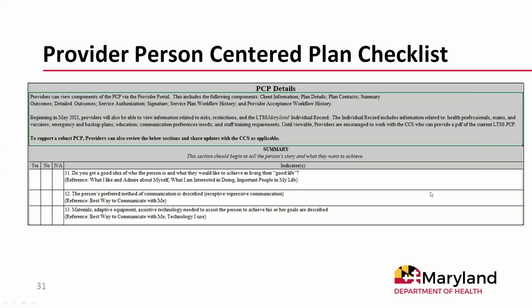Again, to support that robust PCP, you can review the different sections noted in the checklist and share the updates with the CCS as applicable. Some of the questions you see are, do you get a good idea of the person and what they want to achieve with their life, preferred communication methods, materials and adaptive equipment, assistive technology that may be needed. And again, the goal here is to not wordsmith the information, but to work together with the CCS to support an accurate, up-to-date, informative PCP and individual record.